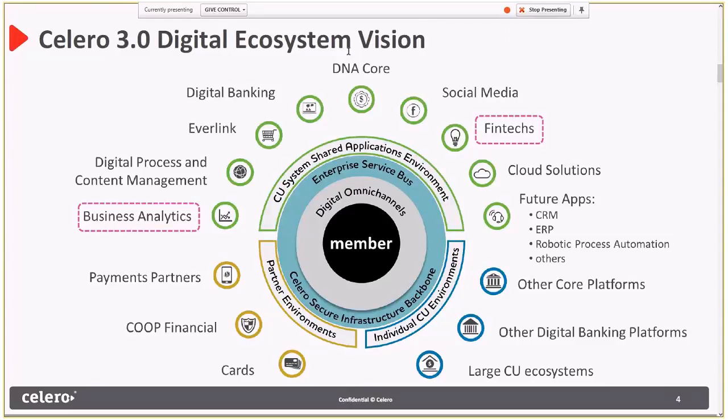As part of Celero's 3.0 digital ecosystem vision, we're constantly looking at exploring partnerships with leading fintech solutions. And we are looking at the possibility of having these fintech solutions that can integrate very easily with components like business analytics, digital process automation, the digital banking, client relationship management components of our solution ecosystem.